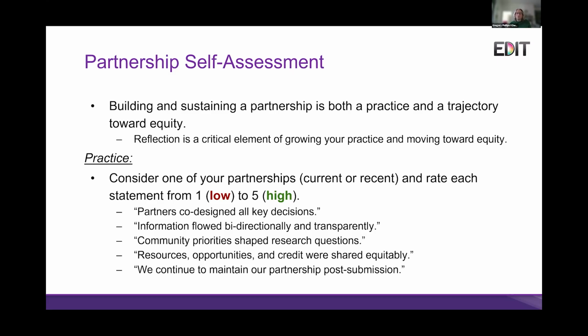Obviously, having a 5 on all of these is going to be ideal, but this is helpful to see where there's areas for improvement, where you're doing well, and really thinking about how you would self-rank your own partnership building practice.